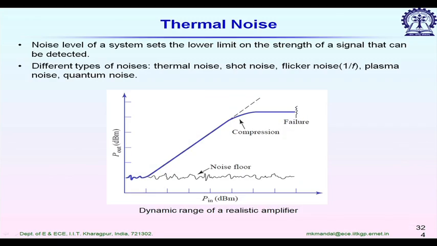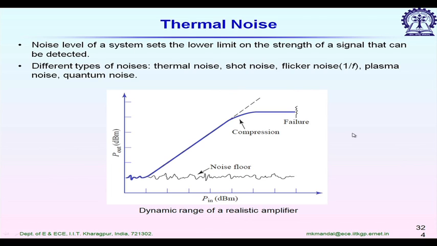which is already in use, and finally I will introduce some popular transceiver architectures used at millimeter wave frequencies. So let's start with noise, its concept, where it comes from and what its effect is at millimeter wave frequencies. For any given system, the noise level sets the lower limit on the strength of a signal that can be detected.